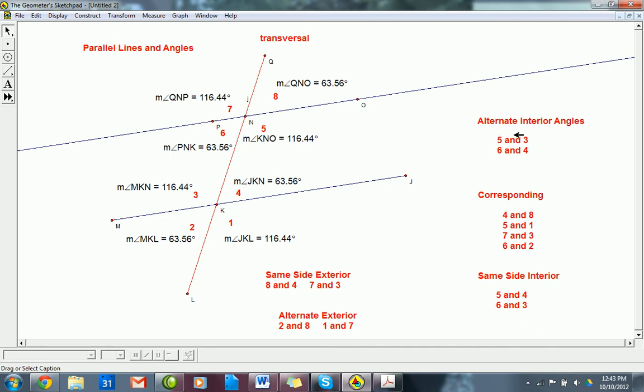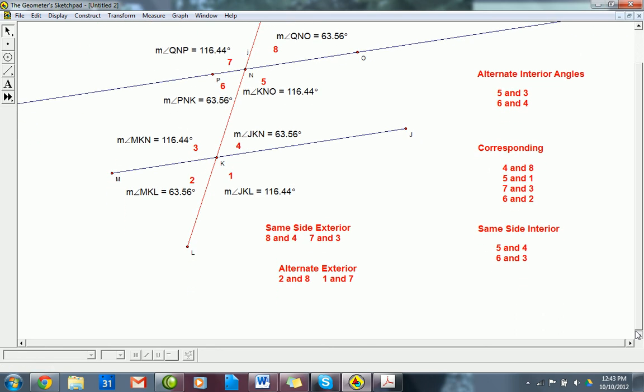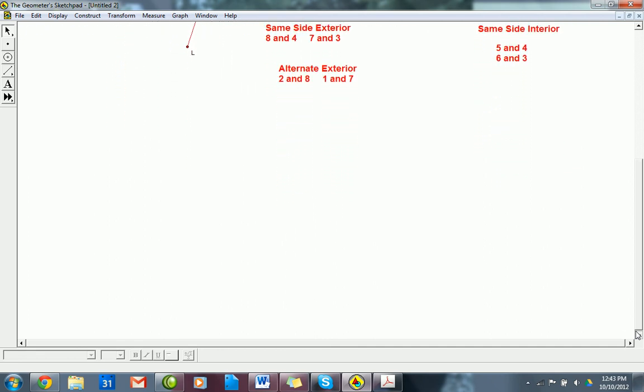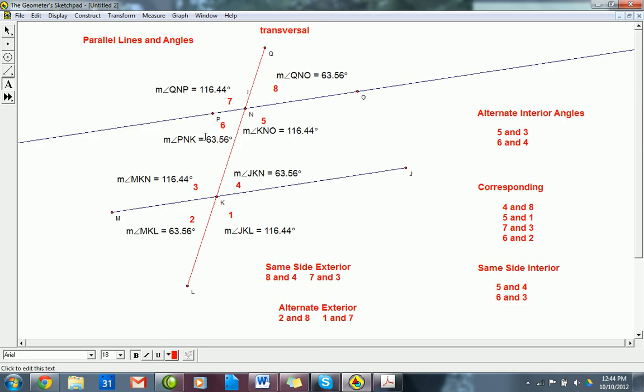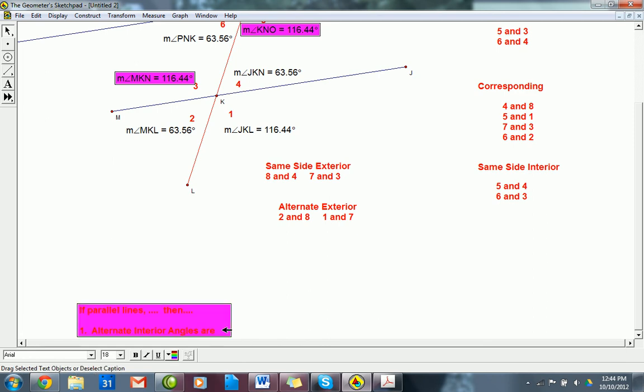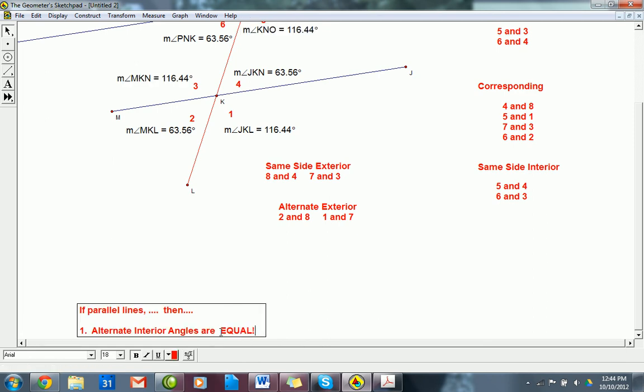Okay. Number 1, if those lines are parallel, if we have parallel lines, then some things happen. Number 1, alternate interior angles are, well, let's go see. Okay, alternate interior. So I'm looking at right now angles 6 and 4. What do you know? They're equal. How about angles 5 and 3? What do you know? They're equal too. So that's correct. Alternate interior angles are equal as long as the lines are parallel.